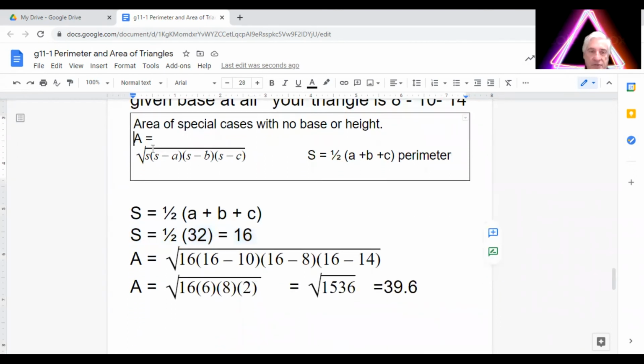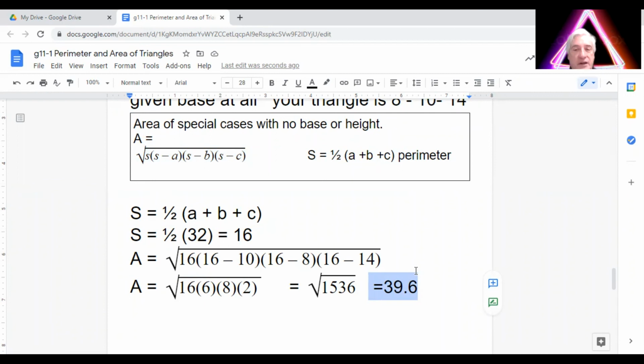Then we go up to this area formula here. 16 times 16 minus 10 times 16 minus 8 times 16 minus 14. That's 16 times 6 times 8 times 2, which is 1536. And that approximate square root is 39.6. And this is area, so we always have some units. I didn't put any units anywhere on this page. But you've got to know what the units are.